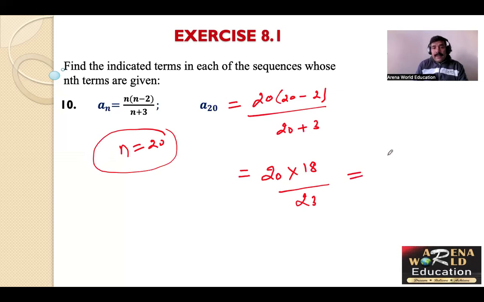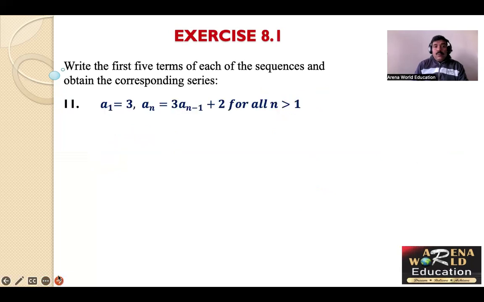So directly we are writing the answer. So this will be 360 divided by 23. So yes, 360 divided by 23 is the correct answer. So the 20th term of this sequence will be 360 divided by 23. So now moving to the 11th question.